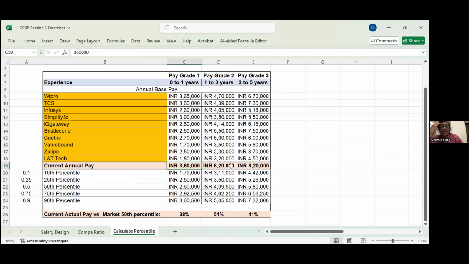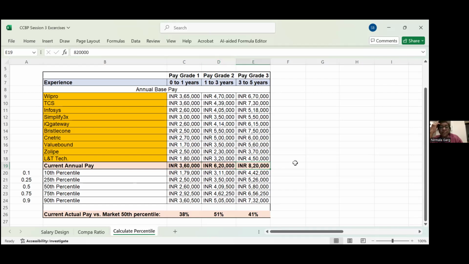Look at the second grade. At grade 2, what are they doing? Compared to the 50th percentile, by what percentage is it higher? So it is more than the 90th percentile. My 50th percentile is 4,09,000 rupees. Yeah, it's much more than the market. Absolutely.